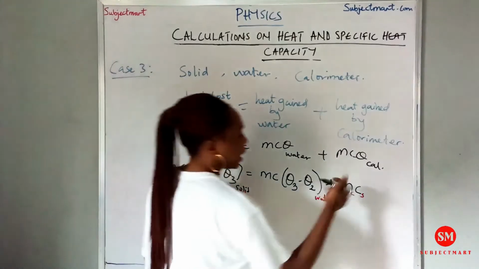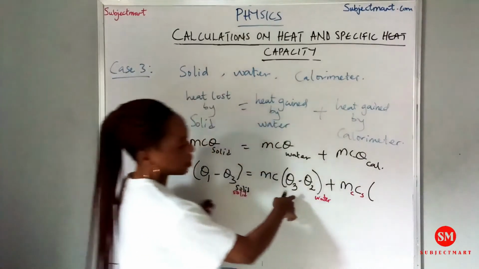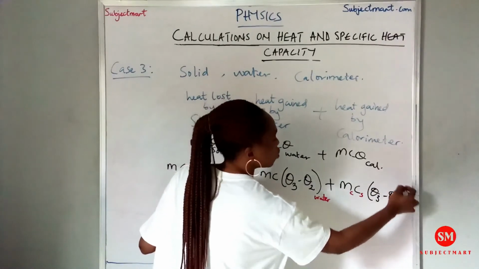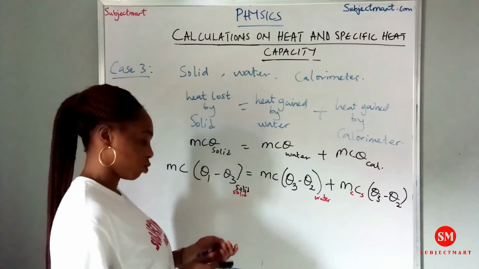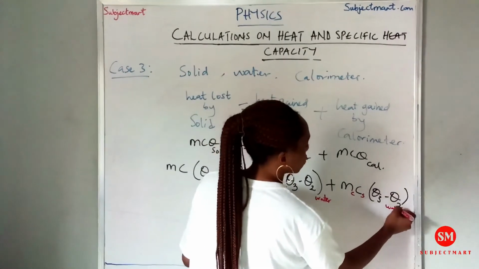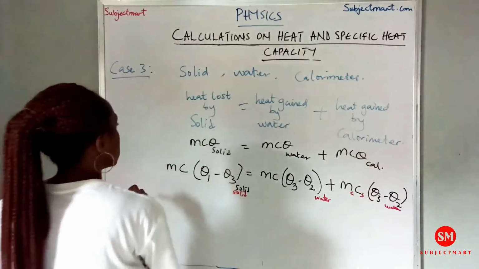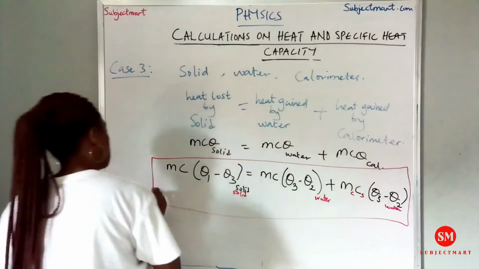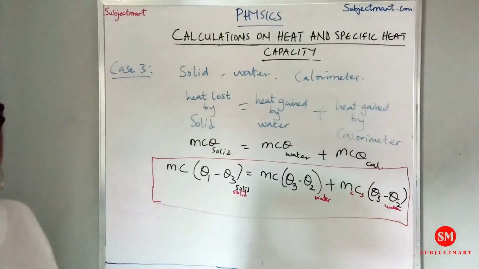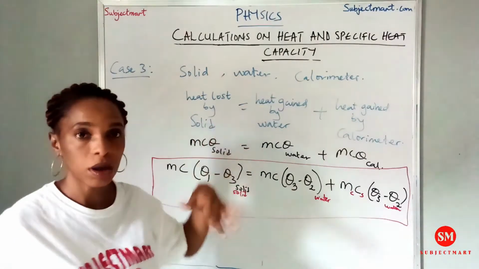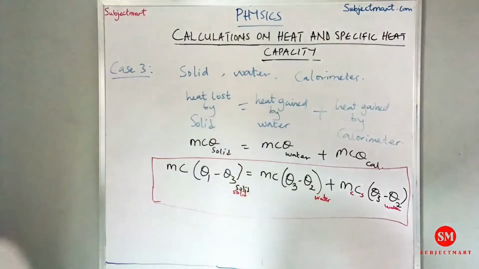Take note of that. Then the theta is going to share the same theta as that of water, which is theta 3 minus theta 2. So take note of that also. It's sharing the same theta with water. So basically, this is the formula we'll be working with anytime we have questions involving a solid, water or a liquid, and then a copper vessel or probably a calorimeter.